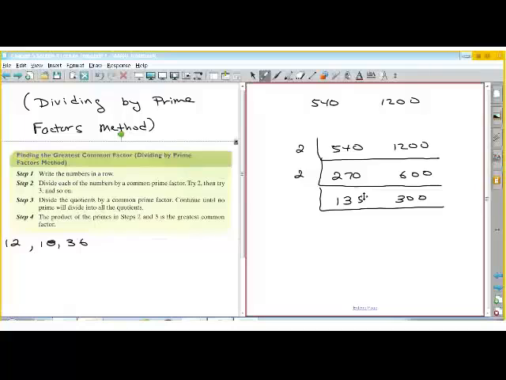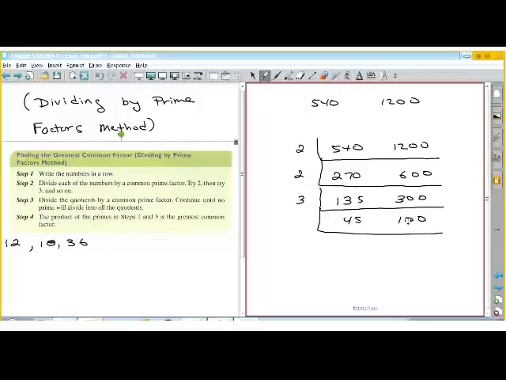This one, you'd add the numbers together. 1 plus 3 is 4. 4 plus 5 is 9. So yes, you can. So we can divide both of them by 3. And 135 divided by 3 is 45. And 300 divided by 3 is 100.